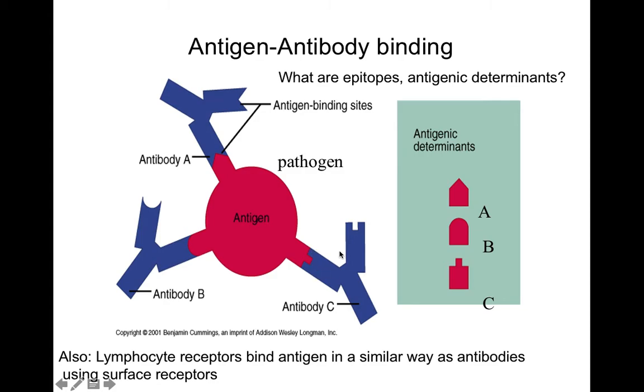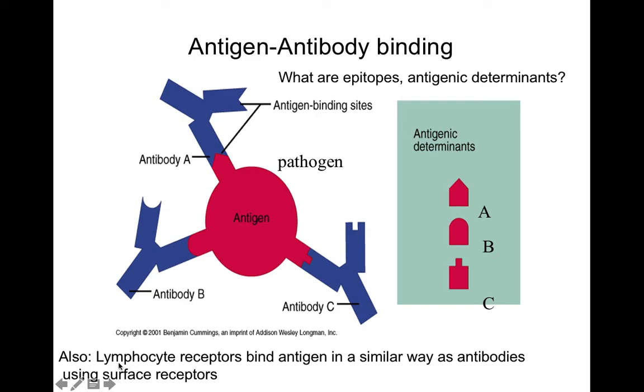So folks, when I talk about, say, an antibody binding to the antigen, I should say the antibody binds to the antigenic determinant or the epitope, but I usually don't. I usually just say the antibody binds to the antigen. So I just wanted to clear that up.